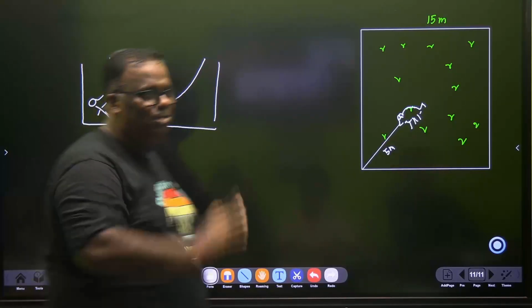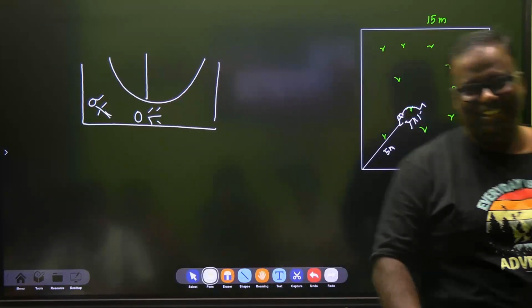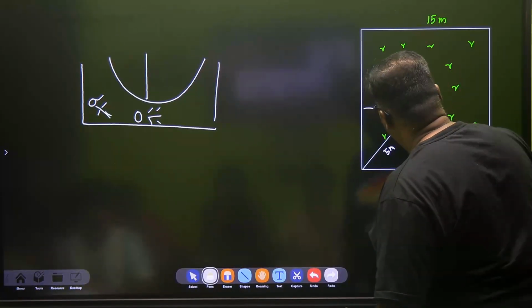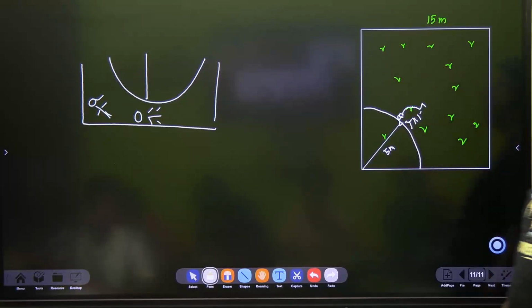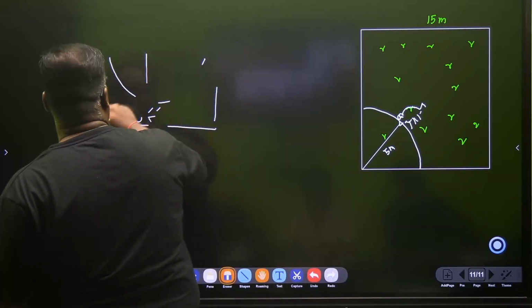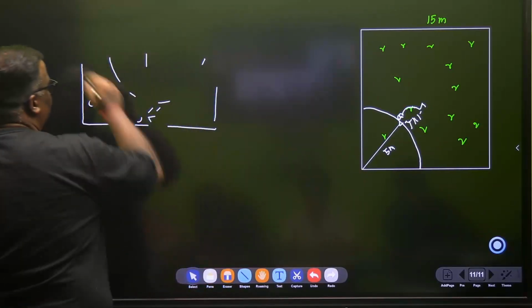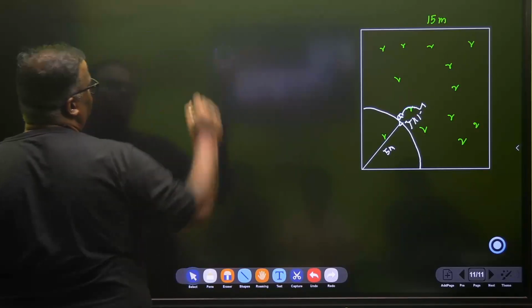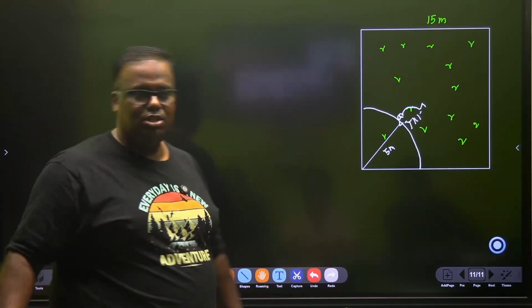So this horse problem is also like that. The horse is tied and the horse will be sweeping a sector. They are asking you, find out the area that this horse can graze upon. How will you approach? Is this logic understood?